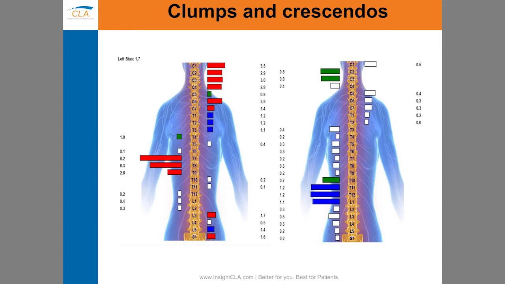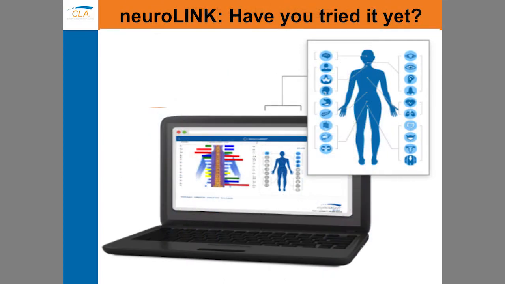So I just wanted to show again the clumps and crescendos. You can see I'm using the same one that we showed you on the left, and you can see this crescendoing just a little bit more in this region, which is in the T10 through T12 area. And you can see the emerging crescendo that we're starting to see in and around the C2, C3 region. Just another point of view to highlight clumps and crescendos in that region.